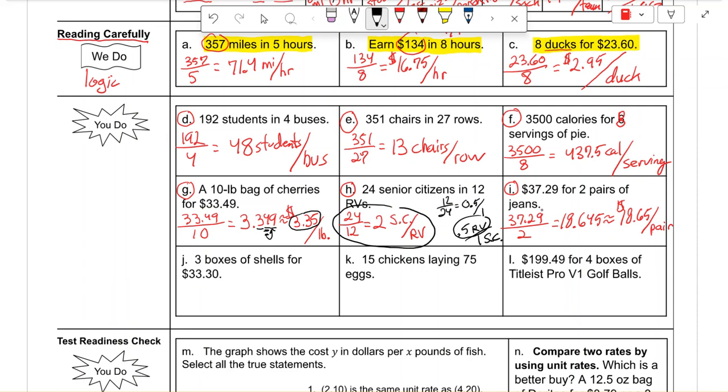And then finally, down here it says $37.29 divided by 2 is 18.645. That's not money, so you got to look at the 5, and that would round the 4 up to a 5, so it's $18.65 per pair. All right, that brings us to our very last row of the you-dos. J, K, and L. Go ahead and pause the video and try working on those now.